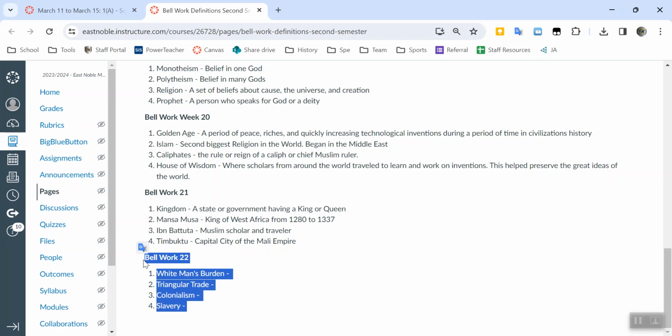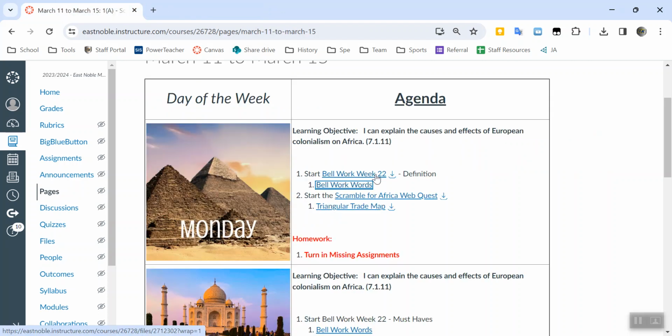This is kind of going over the fall of the African kingdoms. That's what this week and next week are all about: what happened to the African kingdoms. We've talked about the rise of them and the Islamic expansion. Now we're going to talk about the fall of them. So these bell words go over that. Go ahead and start working on the definitions. You can get the bell work right there.